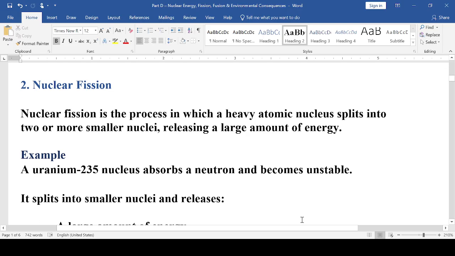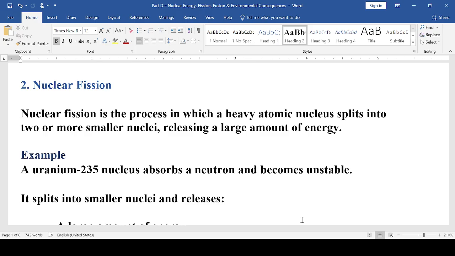Nuclear fission is a process in which a heavy atomic nucleus splits into two or more smaller nuclei. Which process are we discussing here? Nuclear fission. It is a process in which a heavy atomic nucleus will split into two or more smaller nuclei, and when it splits, it will release a large amount of energy.